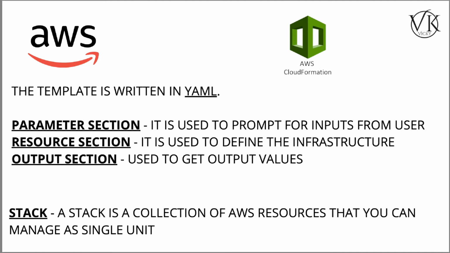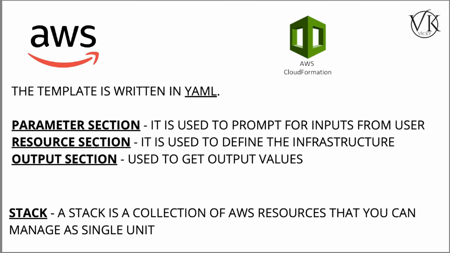Now let's suppose while creating a machine, you have a couple of AMIs and you need to select one of them. This information you are going to mention in the parameter section. So the parameter section waits for user input. Let's suppose you are creating a machine and you have 5 VPCs. Out of those 5 VPCs, you need to select one, and you mention all that information in the parameter section.